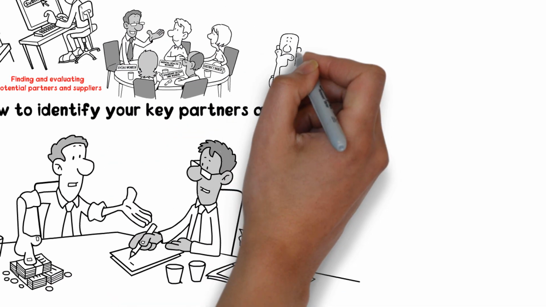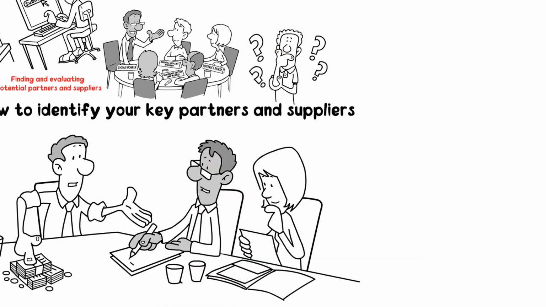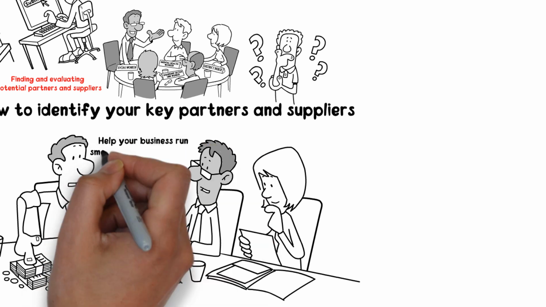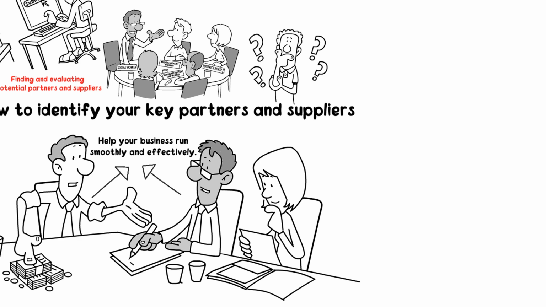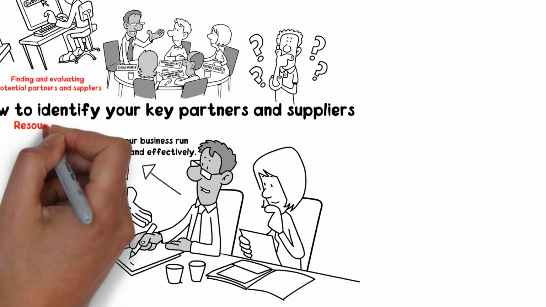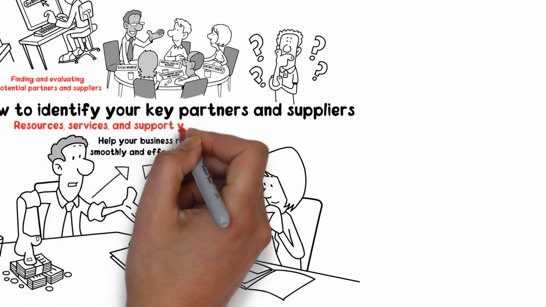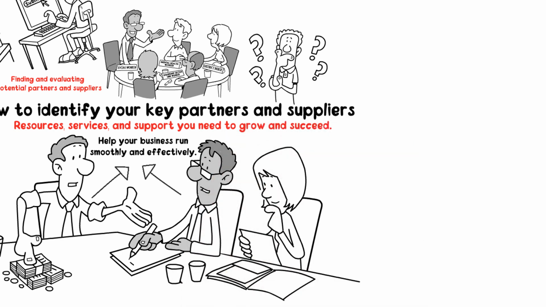First, let's talk about why it's important to identify your key partners and suppliers. Simply put, these are the individuals or organizations that help your business run smoothly and effectively. They can provide you with the resources, services, and support you need to grow and succeed.